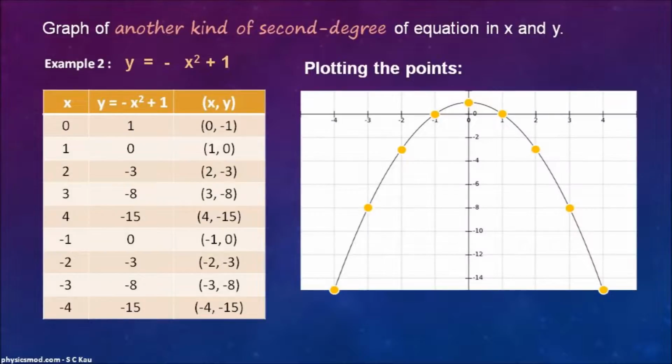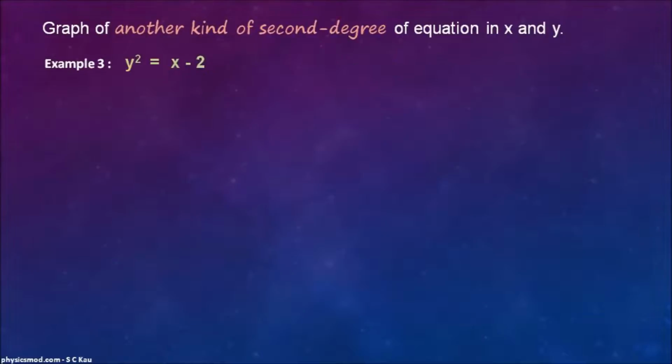The graph of the parabola opens downward since a is less than 0. Let's have example 3. In examples 1 and 2, we have x squared. Now we have y raised to 2, or y squared.